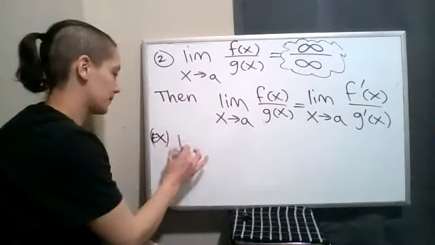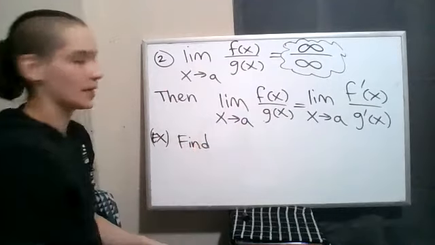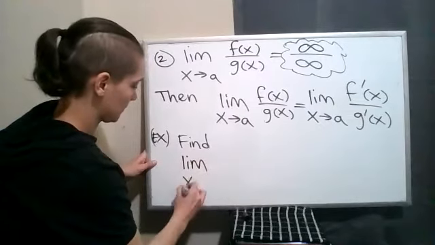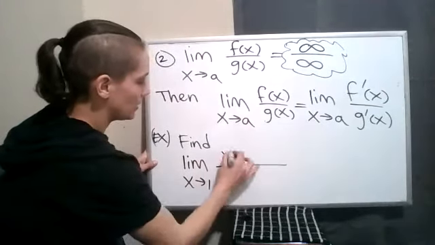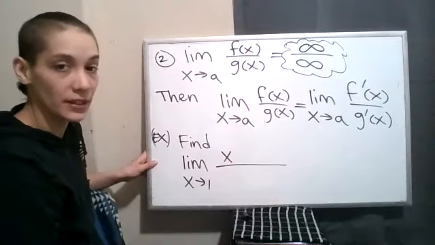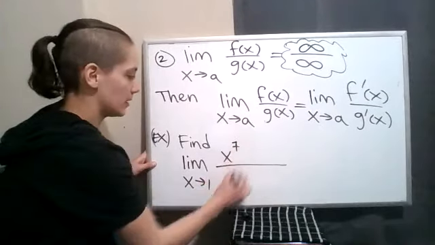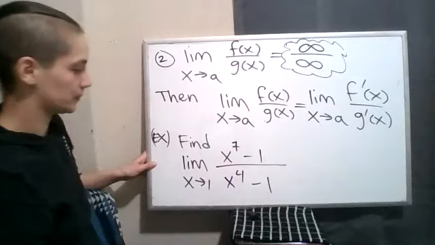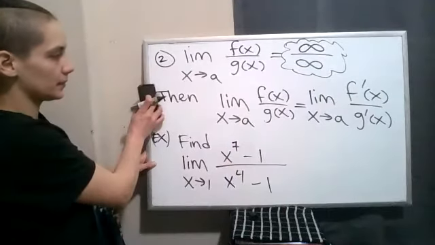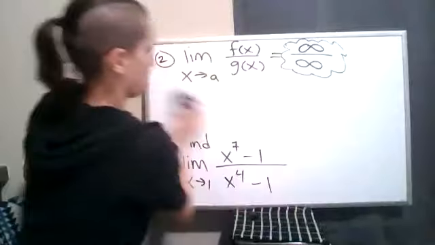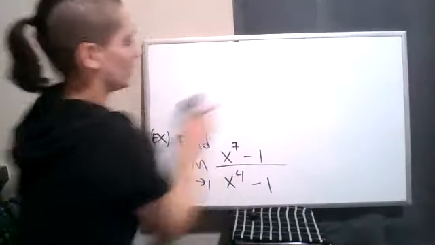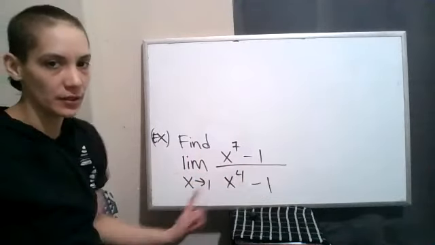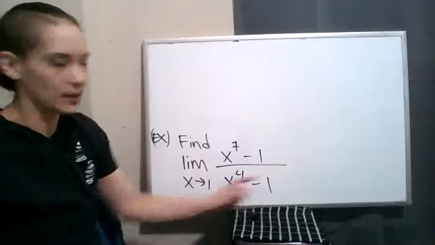Find the limit as x goes to 1 of x to the 7th minus 1 divided by x to the 4th minus 1. So just putting in 1, you'd have 1 minus 1, which is 0, divided by 1 minus 1, which is another 0.